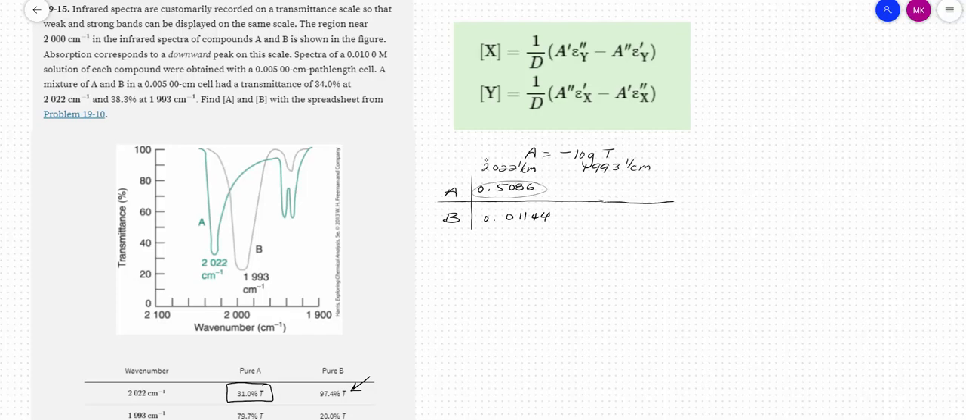Same idea. So for the other wave number, I'm at 1993 wave numbers. My absorbance for A is 0.09854. And for B, I have 0.6990.